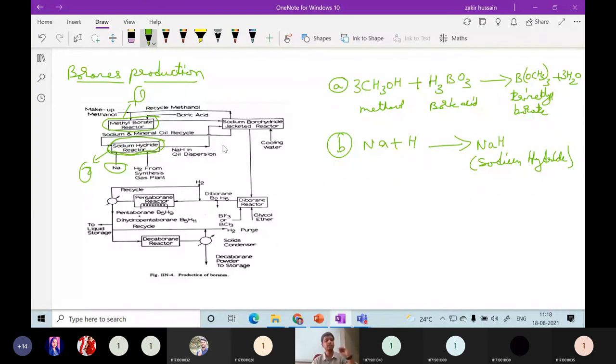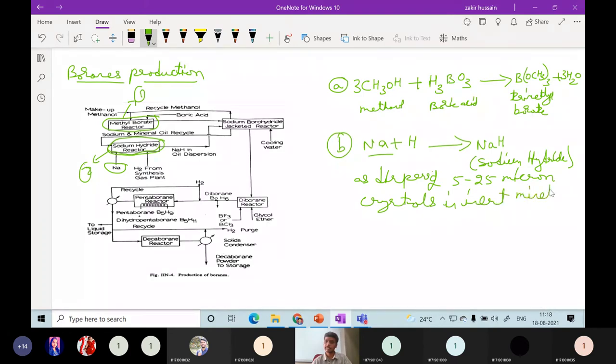Sodium hydride is prepared in the sodium hydride reactor as a dispersion of nearly 5 to 25 micron crystals of Na in inert mineral oil. That metal will be dispersed in mineral oil and made to react with hydrogen. Then this NaH, sodium hydride, will be formed in reactor 2.